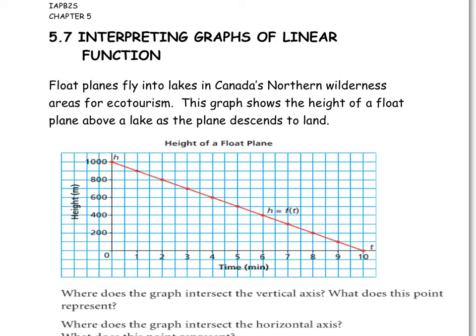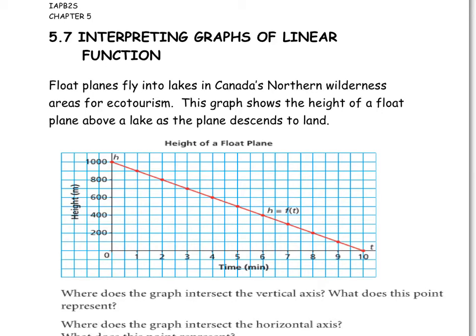Alright, so here's a graph that represents this situation. A float plane, so planes that land on water, fly into lakes in Canada's northwestern wilderness area for ecotourism. This graph shows the height of a float plane above the lake as the plane descends to land. So this is time, and that's how long it takes. Obviously, to travel that distance, it doesn't happen instantly. So over a 10-minute period, it starts at its highest point, which should be 1,000 meters, so it'd be a kilometer height, and it slowly goes down to the water and reaches the water at time equals 10 minutes.